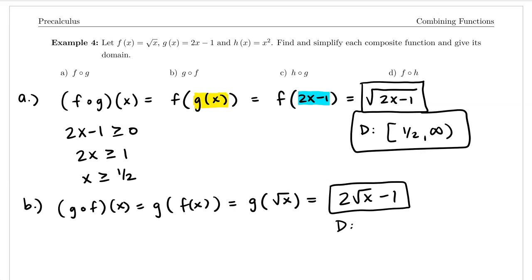If I want the domain of this thing, I cannot take the square root of a negative number, so my domain is going to be 0 to infinity. So there are our answers for part A and B. Let's go ahead and move on to parts C and D.